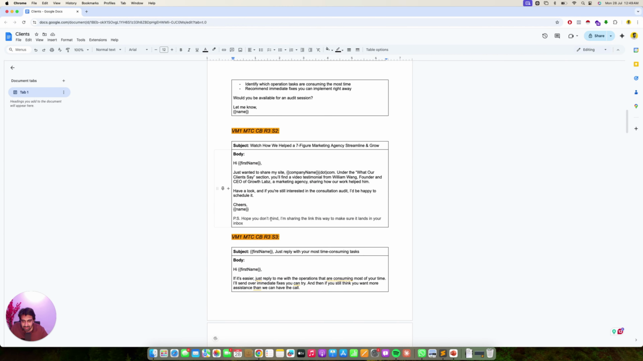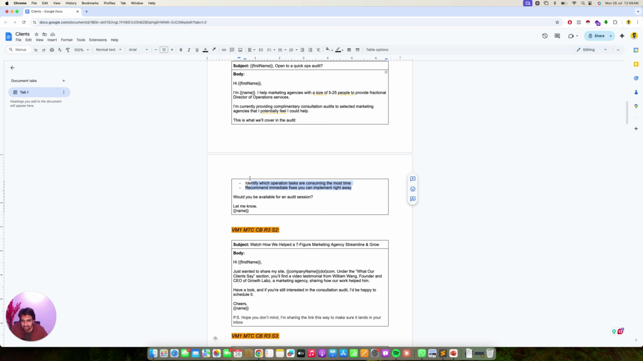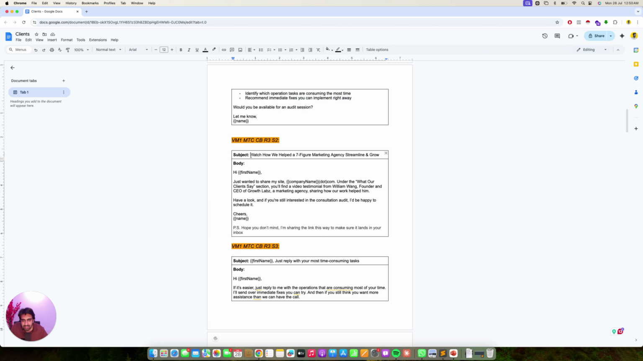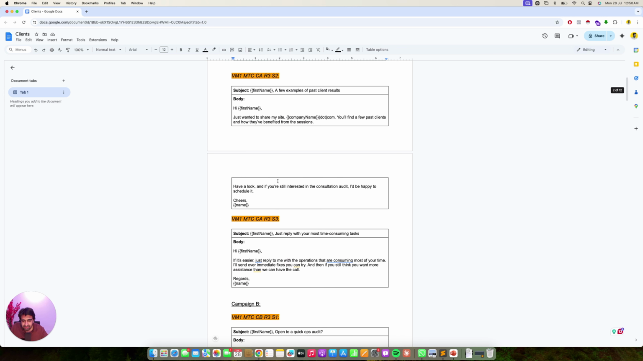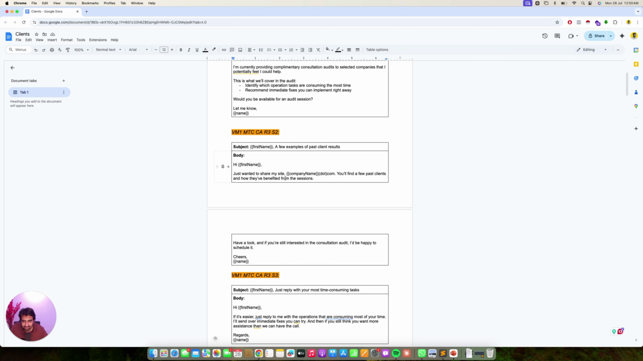Like I said, campaign B, so not much of a difference, just maybe shortening the lines and then kind of explaining the same thing of why you cover an audit. In sequence 2 of campaign B, the subject line is different. Again, it's kind of similar to sequence 2 of campaign A.